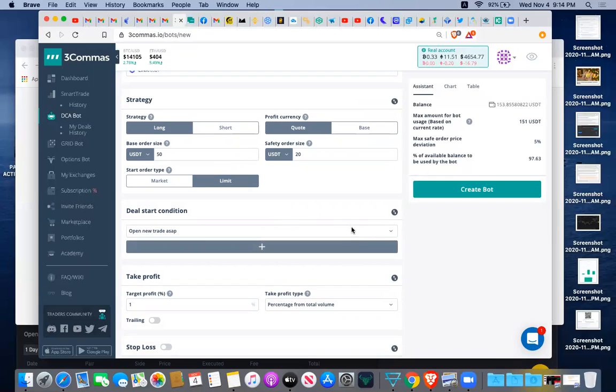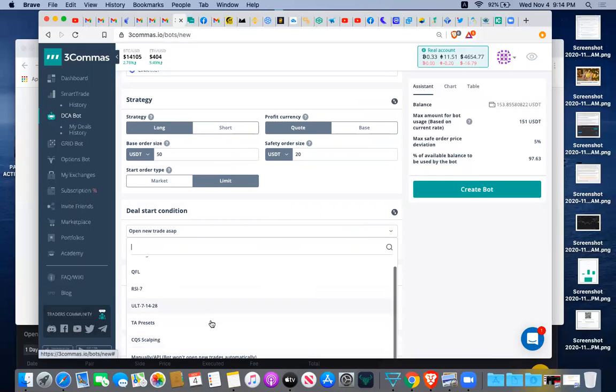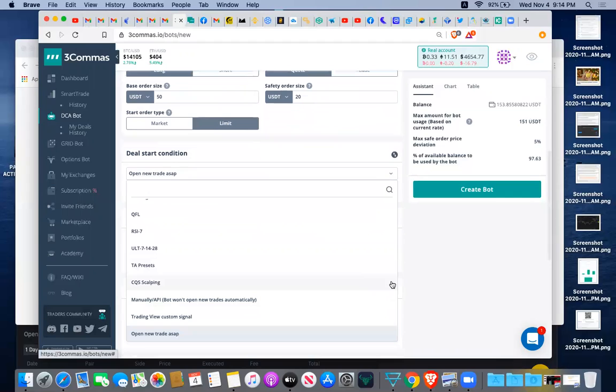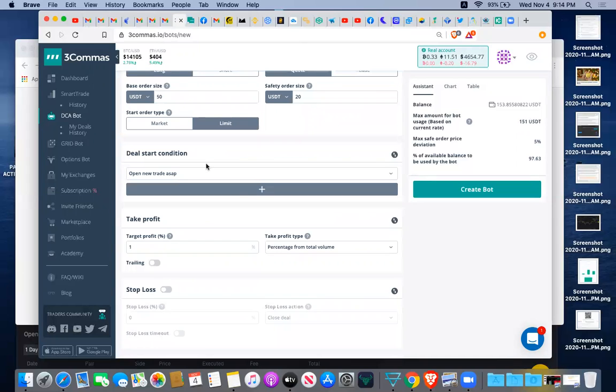But sometimes you may want to use a signal. Okay, you may want to use a signal, maybe TradingView custom signal. There are other things like that. So maybe we may not go into those details now. Over time, we'll teach a little about technical analysis. You can get to know about that. So that's one side. Now, take profit.